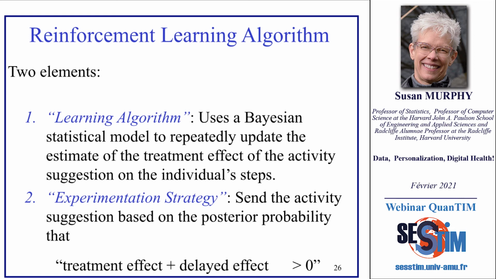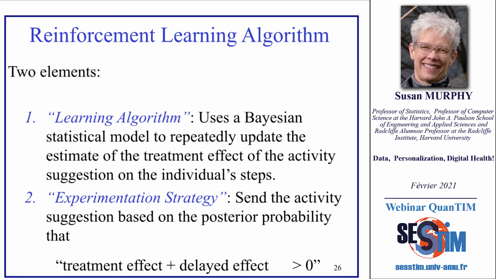The second element of the reinforcement learning algorithm is an experimentation strategy, and that is, how does the algorithm use that statistical model to decide when to send a message? Since it's a Bayesian statistical model, what we do is we calculate the posterior probability for the setting the individual is currently in. We ask, what's the posterior probability that the treatment effect will be positive in that setting? Actually, we add a little bit of a prediction of the chances of a delayed effect.